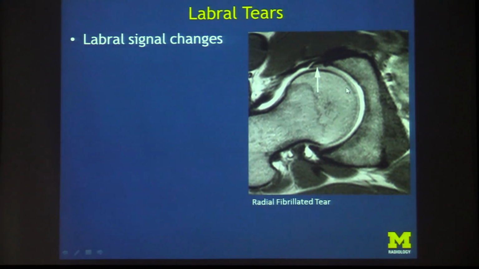increased signal. Here you have an MR arthrogram. You can see contrast in the joint. You can see a normal low signal labrum here, and you can see the increased signal in the anterior superior labrum consistent with a radial fibrillated tear.